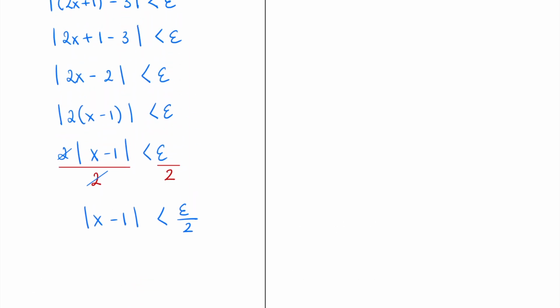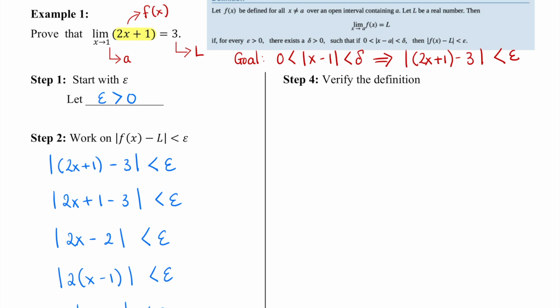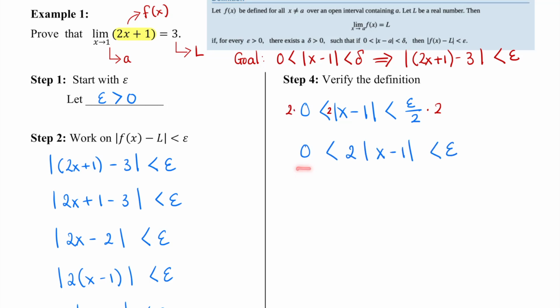So let's verify the definition. I have 0 less than the absolute value of x minus 1 less than delta. I will replace delta with epsilon over 2. Now, if I multiply everything by 2, I have 0 less than 2 times the absolute value of x minus 1 less than epsilon.